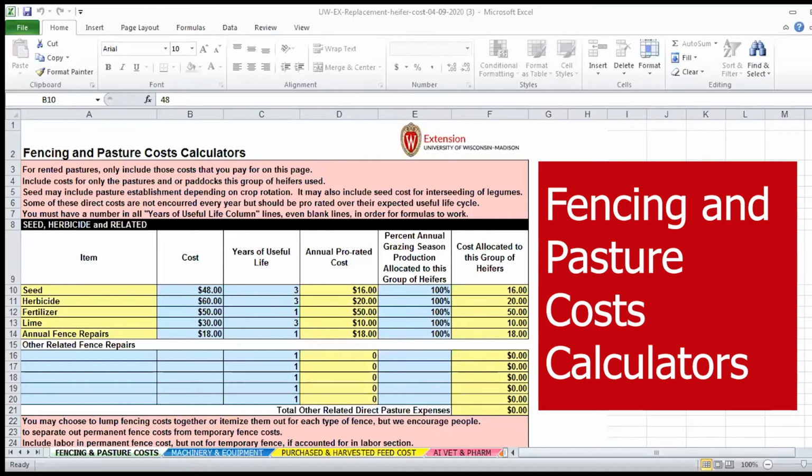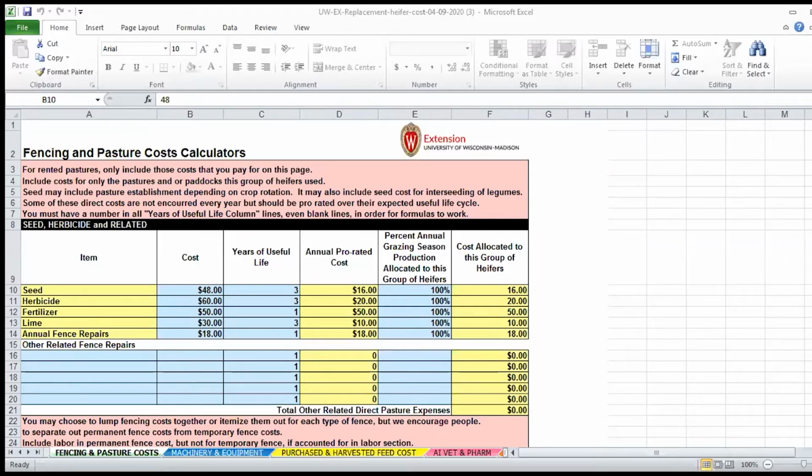The second tab of the heifer closeout spreadsheet is where you will record the fencing and pasture expenses. There are 3 sections. The first section is where you will record the costs associated with forage quality and repairs, such as seed, herbicide, and fertilizer. Seed may include pasture establishment depending on your crop rotation. It may also include seed costs for interseeding legumes.